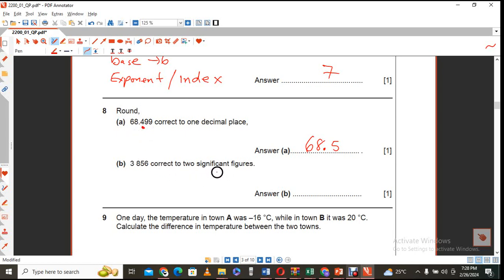Significant figure is the first figure that is not a 0, so that 3 is the first significant figure. The 8 is the second significant figure, so you look at the third one, that's a 5, so it's going to make that a 9. So the answer here is 3,900. Do not write 39.